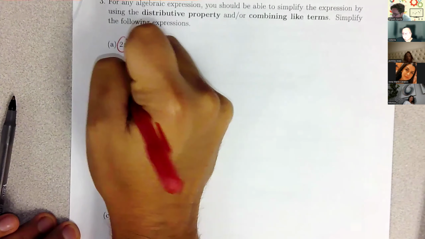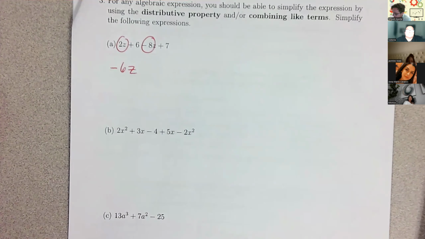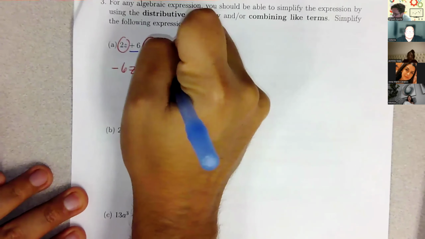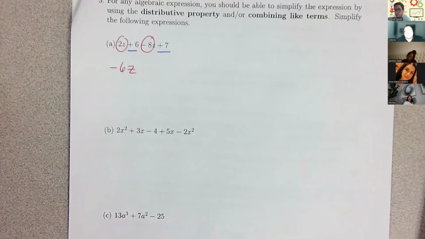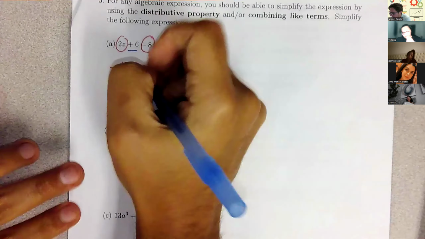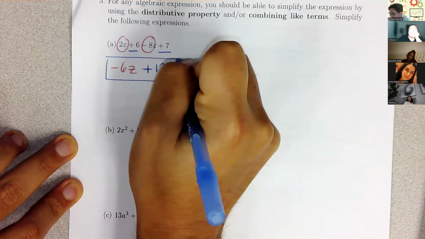-6z. So I have -6z. And then do I have some other like terms I can combine? 7 and 6. Yeah, I can take this 6 and this 7. They're both constants. In the PowerPoint, we were talking a lot about combining like terms when they had the same variables. But if they're just constants, let's combine them because those will be like terms, right? So what's 6 plus 7? 13. Yeah, so I'm just going to put plus 13 here, and that is my final answer.